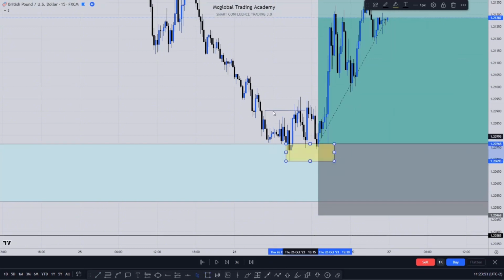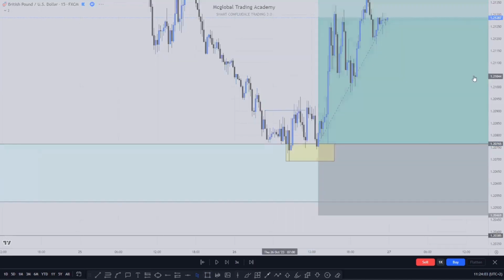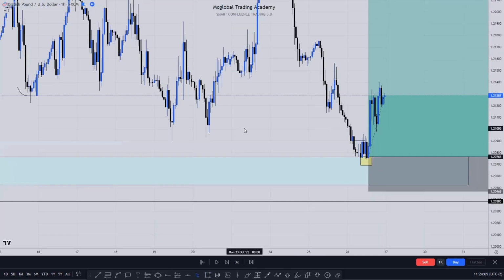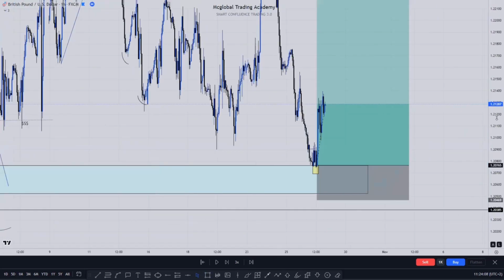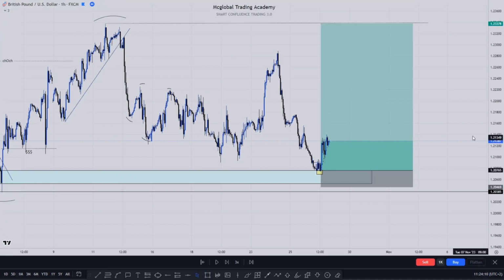You could have also waited for this 15-minute change of character here, then they come back, they mitigate, then they go. You could have entered there as well. So someone could have chosen to enter straight away on the 1 hour without 15-minute confirmation. Then someone who wants those smaller stop losses could have also gone there and gotten them. So right here, your entry, the TP there.